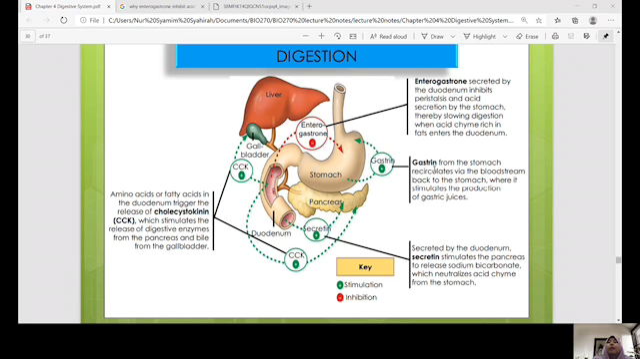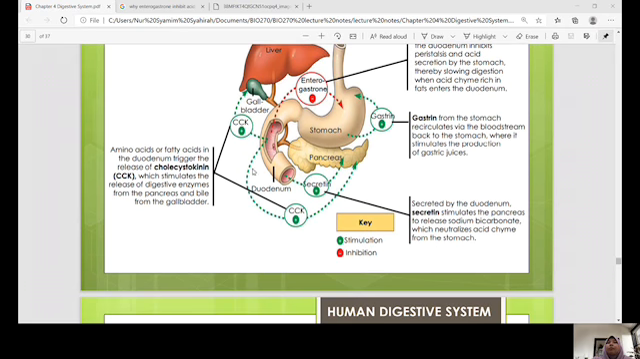Okay, now we go into gastrin. What is the function of gastrin hormone? This gastrin from the stomach recirculates via the bloodstream back to the stomach, where it stimulates the production of gastric juices. So when your stomach needs more gastric juices, hormone gastrin will be released by your stomach. Okay, let's go to the next hormone, secretin.